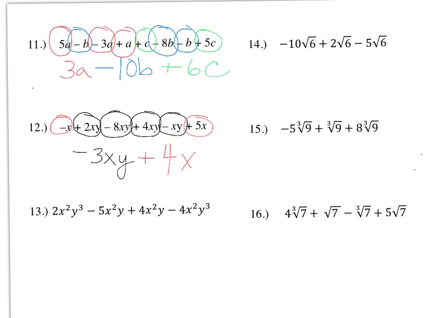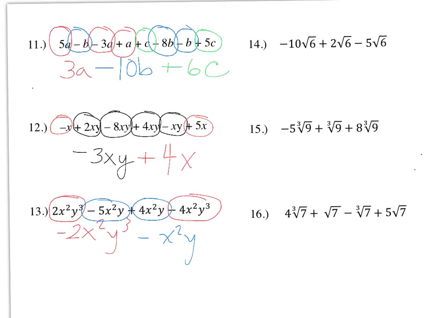Number 13. Here we have some terms with x squared y cubed and some terms with x squared y. And they're different. We can't combine them all together. Let's start with the x squared y cubed terms. So we have 2x squared y cubed, subtract 4x squared y cubed. That gives me negative 2x squared y cubed. Then we have negative 5 of these plus 4 of these, and that's going to give me negative 1. I don't need to put the 1 in the front, so it's negative x squared y. The 1 is understood. If you put it, it's not wrong, but it's just better if you don't put it there. It's simplified.